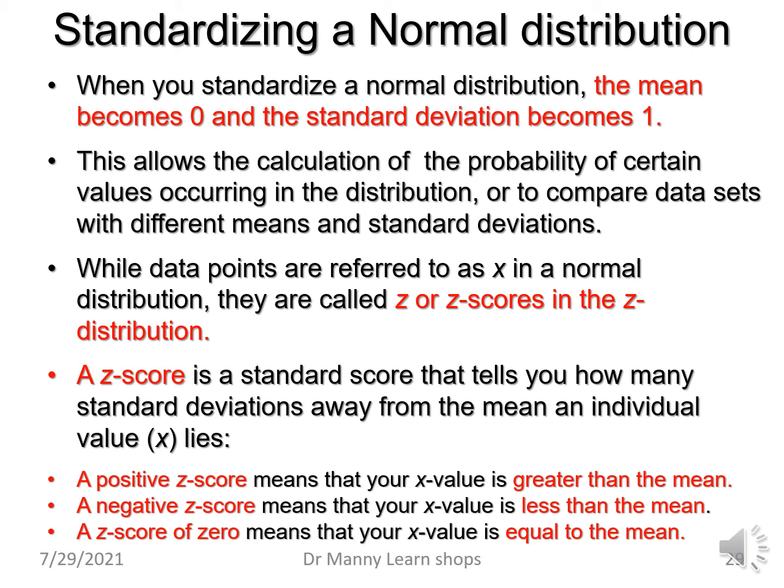This allows the calculation of probability of certain values occurring in the distribution, or to compare data sets with different means and standard deviations. While data points are referred to as x in a normal distribution, they are called Z or Z-scores in the Z distribution. A Z-score is a standard score that tells you how many standard deviations away from the mean an individual value lies. A positive Z-score means that the x value is greater than the mean. A negative Z-score means your x value is less than the mean. A Z-score of 0 means your x value is equal to the mean.